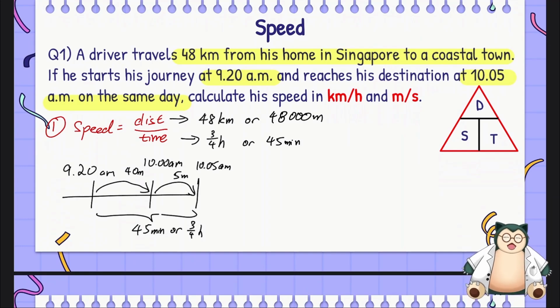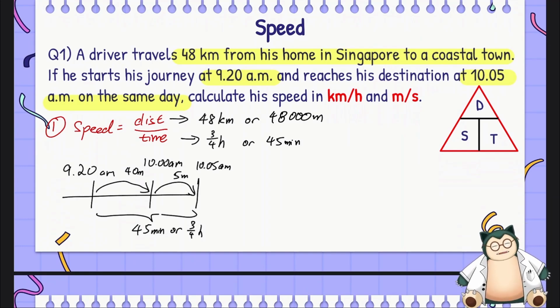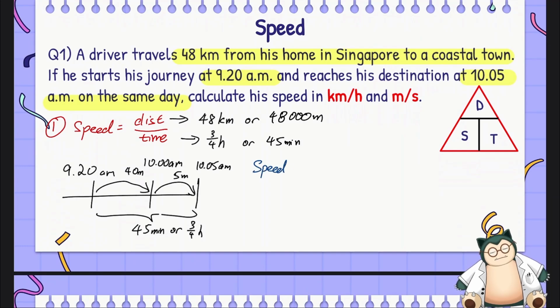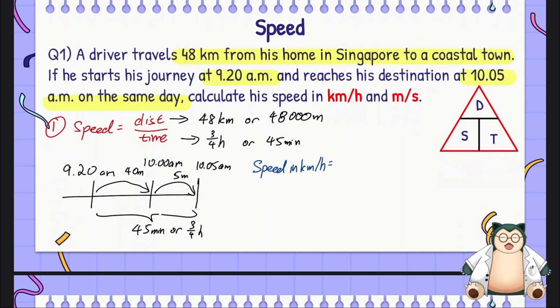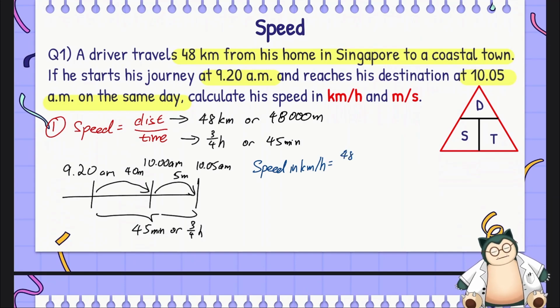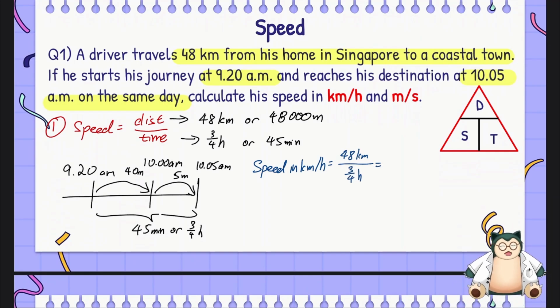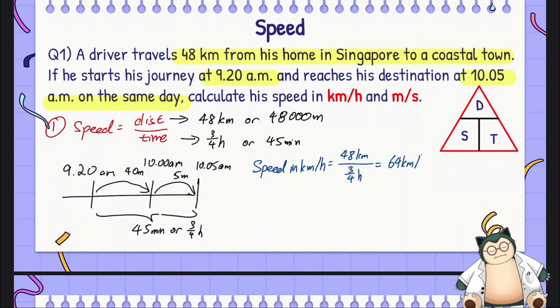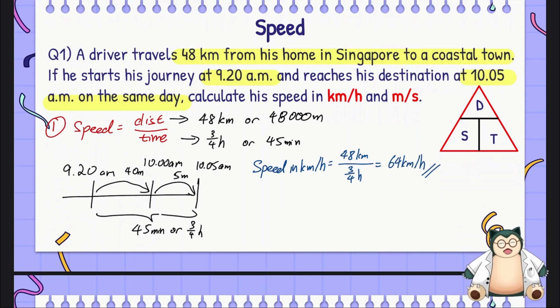Next, let's calculate the speed in kilometers per hour first. So what we do is we calculate the distance in kilometers and the time in hours and we just divide. So we have 48 km over 3/4 hour, and this will give us 48 divided by 3/4. We'll get 64 km per hour. Alright, this is the first answer.